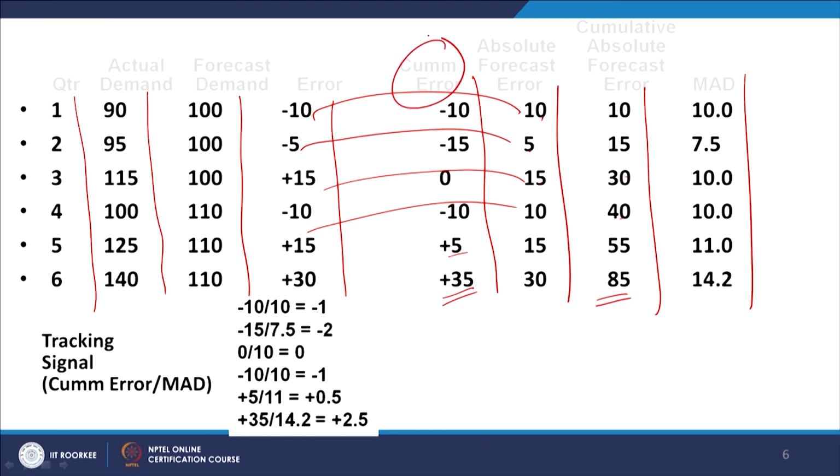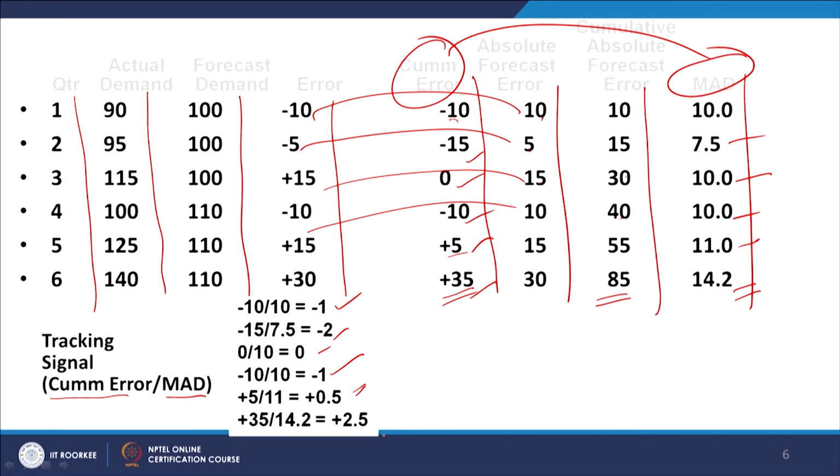The cumulative error and MAD values are used to calculate the tracking signal. So, here minus 10 divided by 10 is minus 1, minus 15 divided by 7.5 is minus 2, then 0 divided by 10 is 0, then minus 10 divided by 10 again minus 1, then plus 5 divided by 11, so here 0.5, and then 35 divided by 14.2 will be giving us plus 2.5. So, this is how the tracking signals can be calculated.